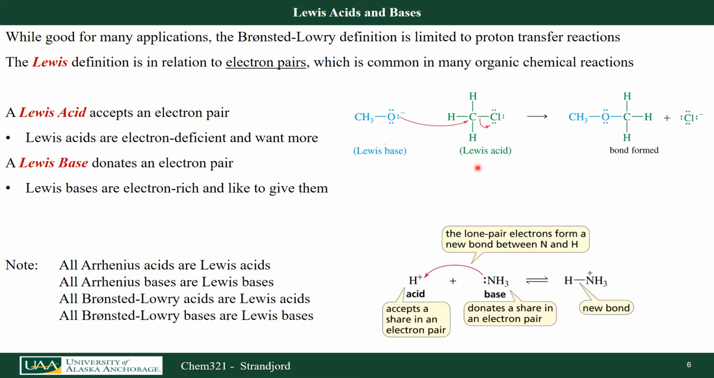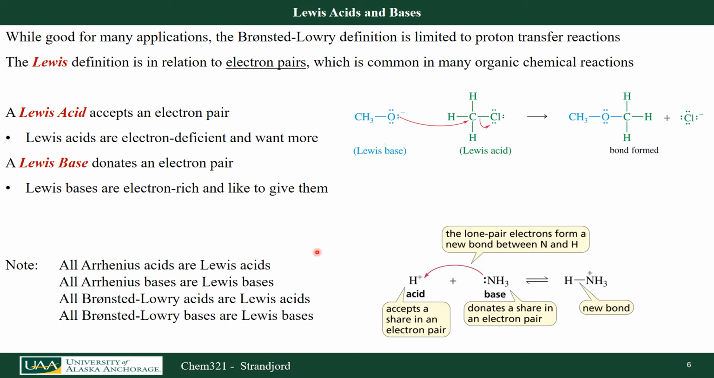It wants more electrons. And so I see the movement of electrons here from the oxygen lone pair toward the electropositive carbon, but that would create a new bond, and I have too many bonds now to carbon. I have 5, so I break that chlorine bond. So in this example, I have no protons being transferred. I'm not in water. So I needed a new definition.